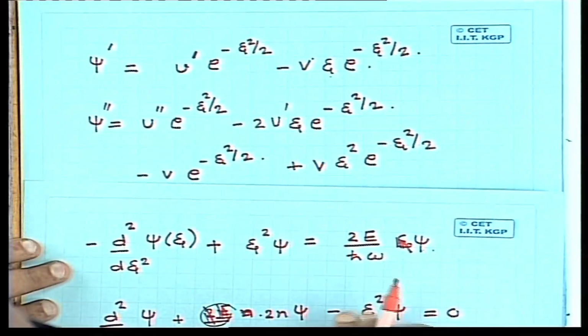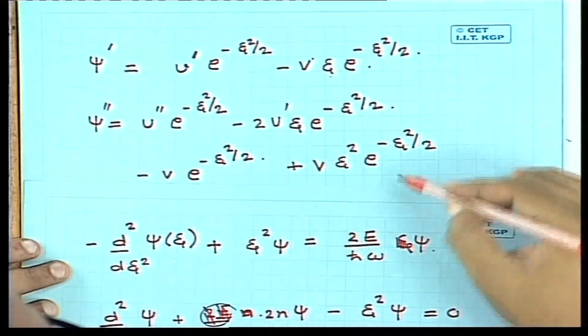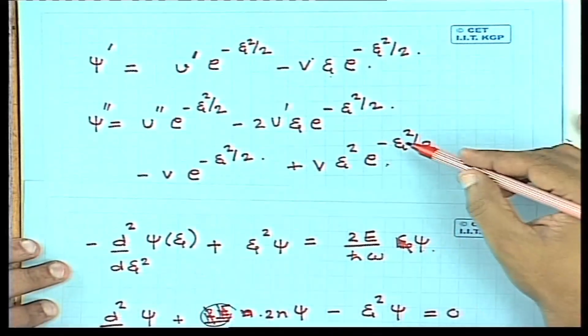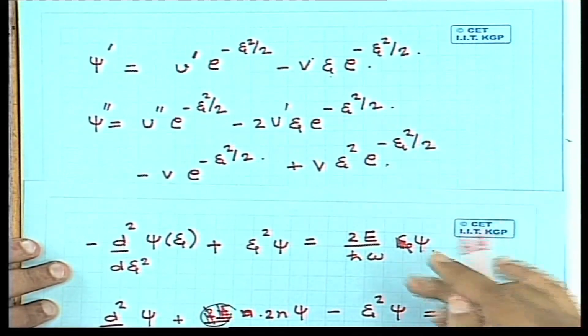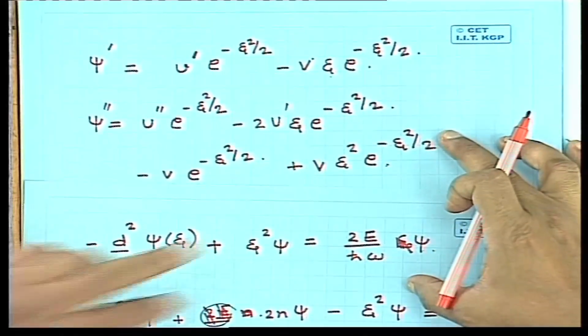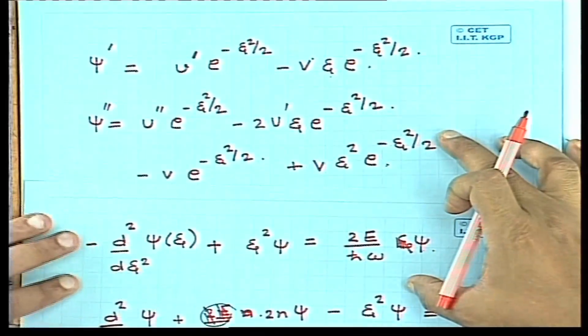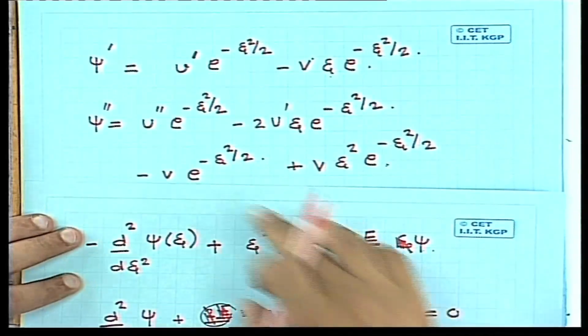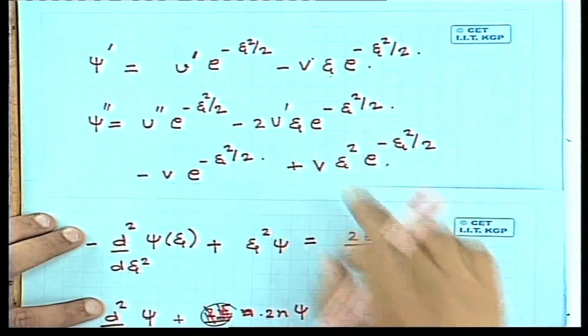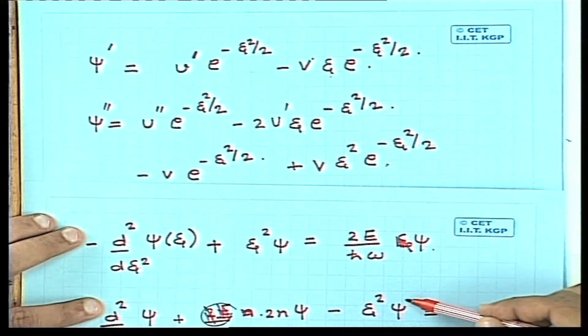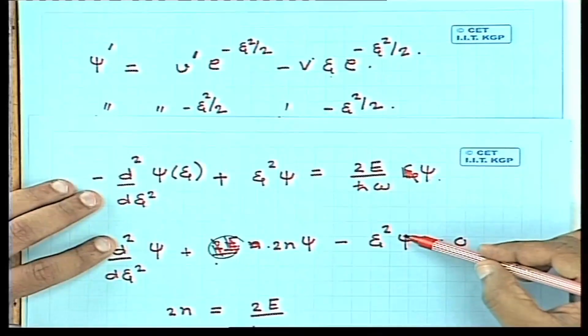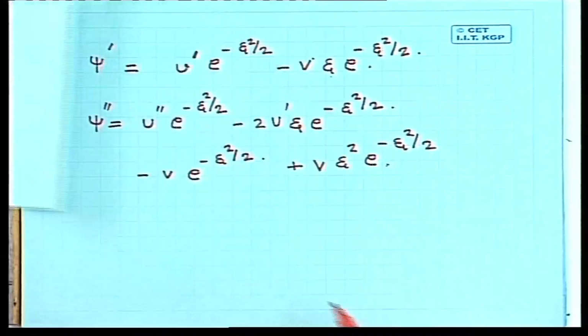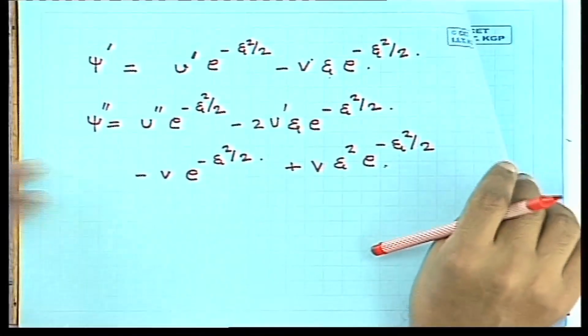So this term here and this term here are exactly same and equal and with opposite sign, so they exactly cancel out, because v into e to the power minus xi square by 2 is psi. So this term is xi square into psi. This is also xi square into psi. So when I replace this here, this term will exactly cancel out this term here. So putting this all together, let us see what we are left with.